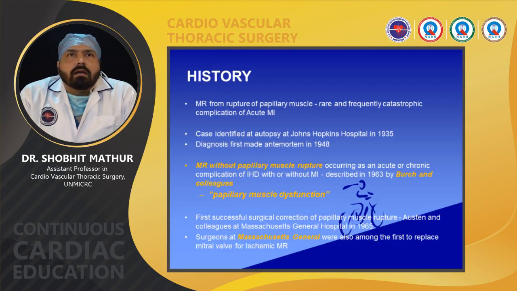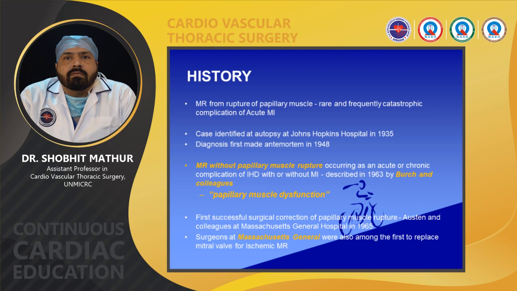So, how this entity has evolved and how our understanding has evolved through history, we'll see in this slide. Mitral regurgitation from rupture of a papillary muscle is a rare and frequently catastrophic complication of acute MI. Obviously, any rupture of muscle is always a catastrophic complication. The case was first identified at autopsy at Johns Hopkins Hospital in 1935. First antemortem diagnosis was made in 1948.